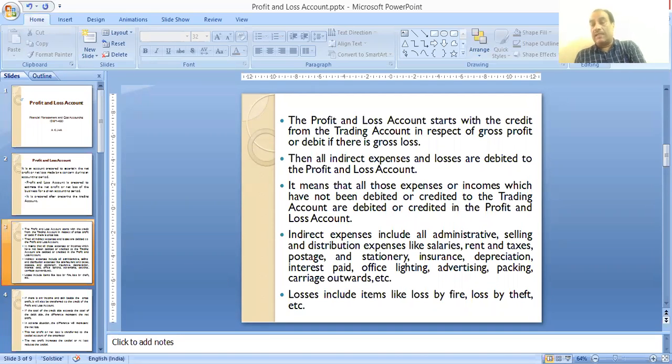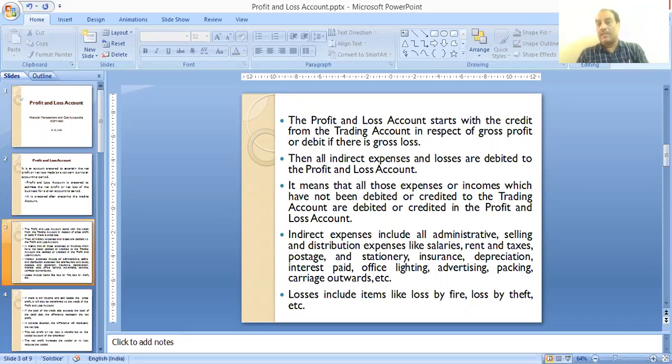In that case, carriage inward is a part of direct expense and it goes in the trading account. But carriage outward is an indirect expense, and that is why it is written in the profit and loss account. So carriage inwards will go to the trading account, and carriage outward will be written in the profit and loss account. Losses include items like loss by fire, loss by theft.